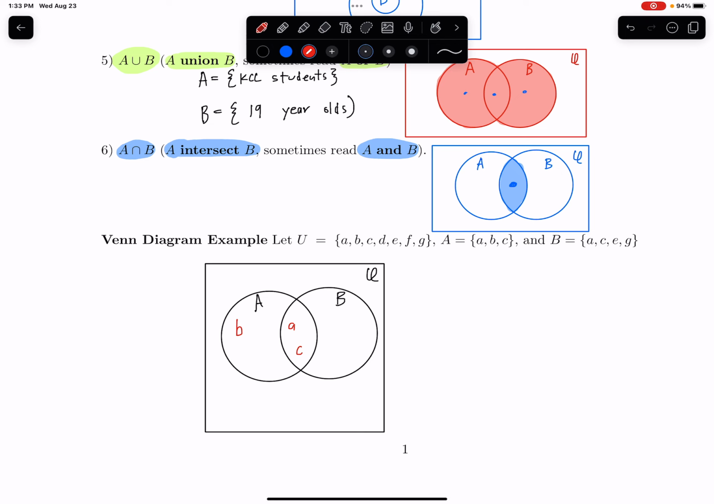Okay, what's next? Next we have D. D is in neither of them, right? So that means it's out here. It's in the universe, but it's not inside of A. It's not inside of B. All right. What about E? So E is inside of B, but it's not inside of A. So that puts it right in that region. F is inside of neither of them. So again, F is out here somewhere in the universe, but not inside of A, not inside of B. And G is inside of B and only B. So G is right there.